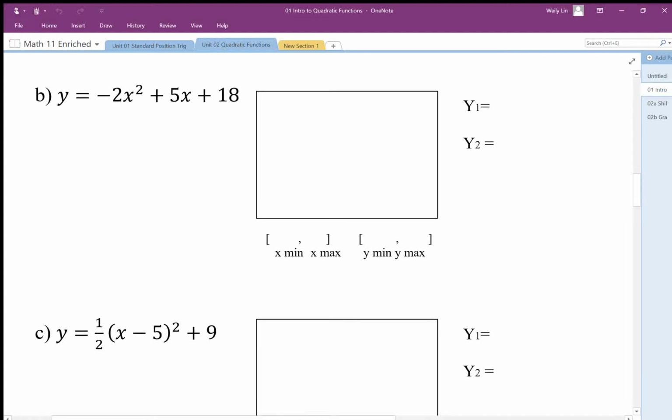So when we graph this next graph, negative 2x squared plus 5x plus 18, this one ends up looking upside down. Okay, so when I put this in, again, you should be graphing these on your own. You should be able to see what these graphs look like. Okay, that's not a very good graph, but it looks like that. You want to find the vertex.